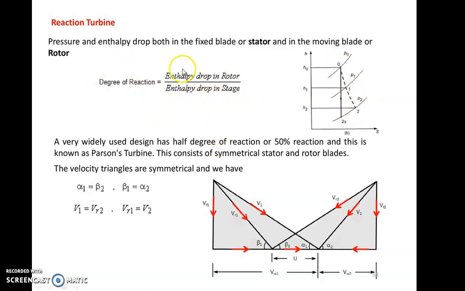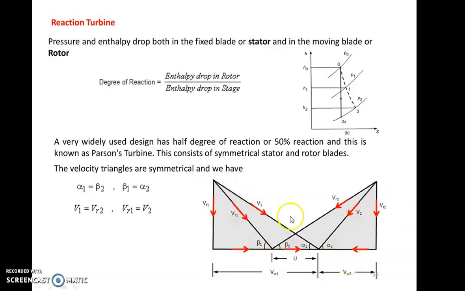So degree of reaction is again the same. So 50% degree of reaction means 50% enthalpy drop happens in the stator and 50% in the rotor. So stator and rotor both contribute equally for the 50% degree of reaction. That is also known as the Parsons reaction turbine. Because of 50%, the turbine design is such that the inlet velocity triangle and outlet velocity triangle are the same, or symmetrical.